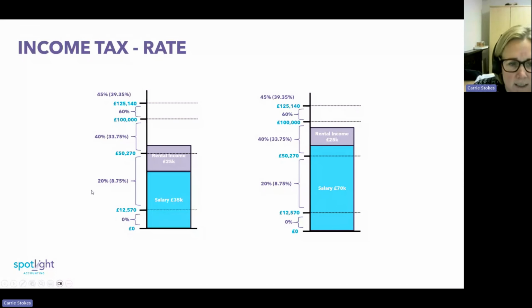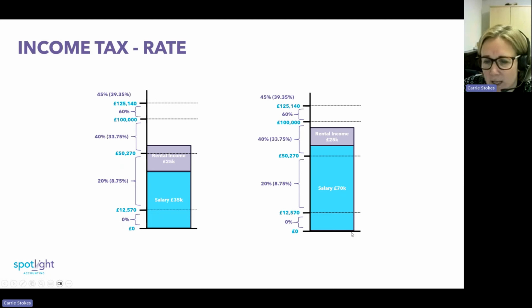The figures in brackets are the dividend rates. So if you take, for example, a landlord that might have a salary of £35,000, your tax-free amount and your basic rate band are mainly absorbed by your salary. And then your rental income of £25,000, for example, part will be taxed at basic rate and part will be taxed in this 40% bracket.